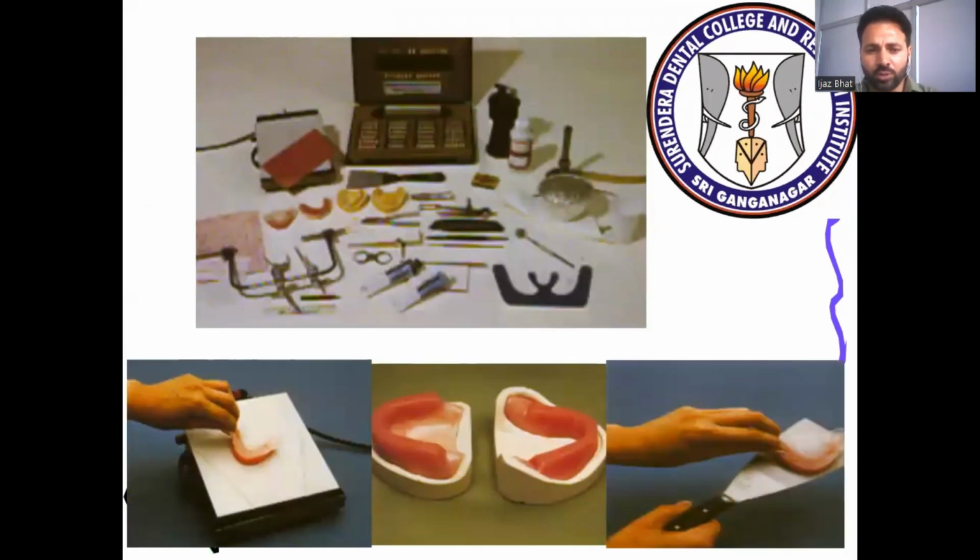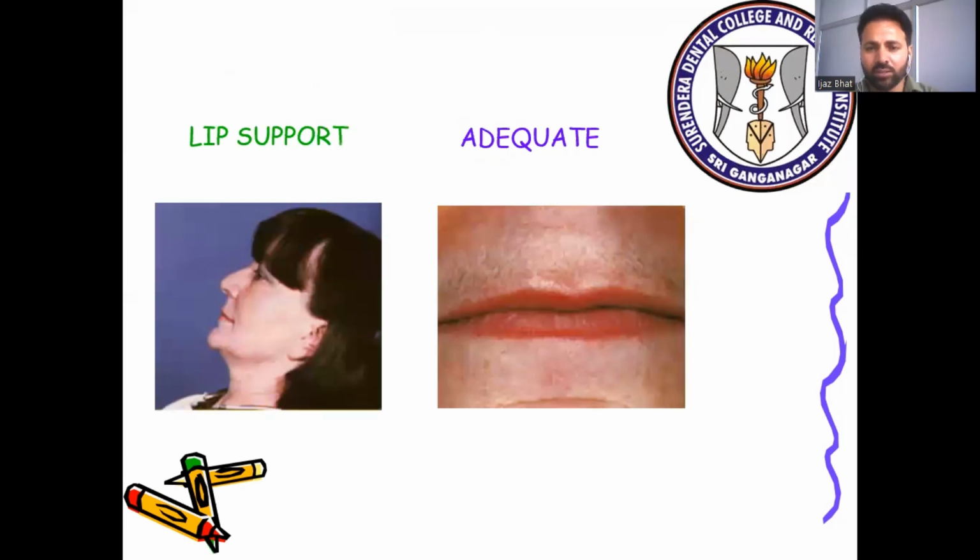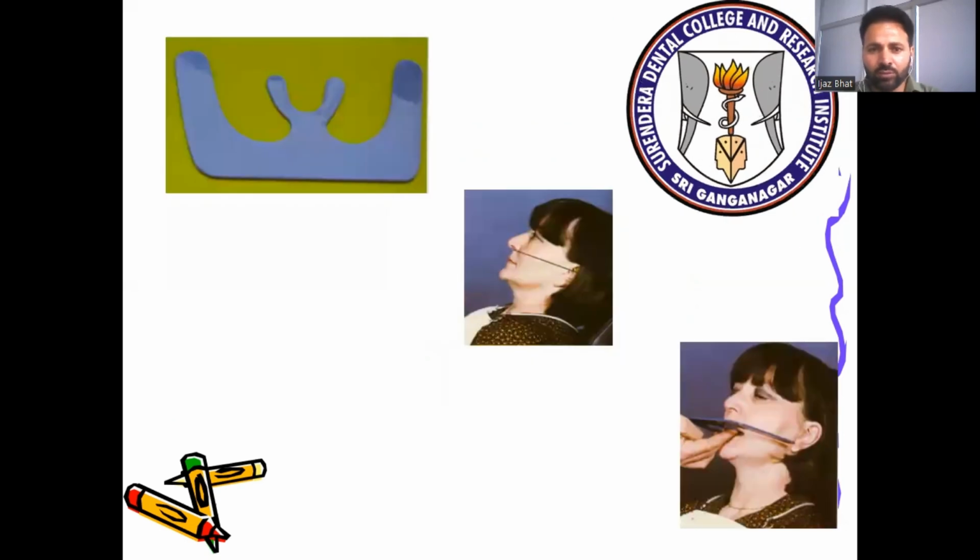These are the equipments which are used to record the jaw relation, particularly the bite and other instruments. Firstly, before we go for the orientation jaw relation, we have to check the lip support and the visibility of the maxillary rim. For this, we set a plane by Fox plane along the alar tragus line and interpupillary line.